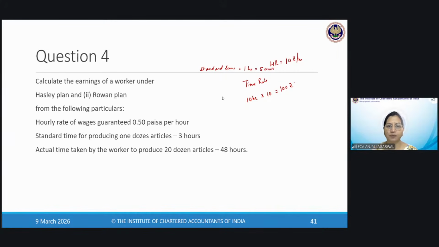provident fund percentage should be on basic wages plus DA. Bonus, if it is specifically said, otherwise not.